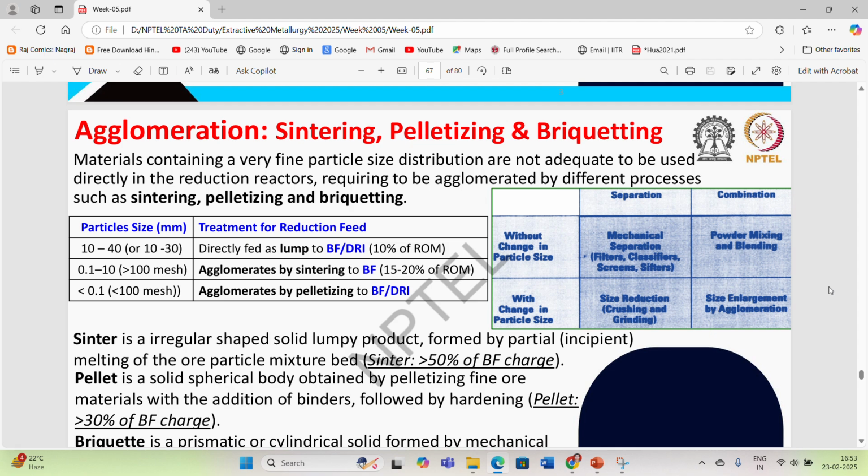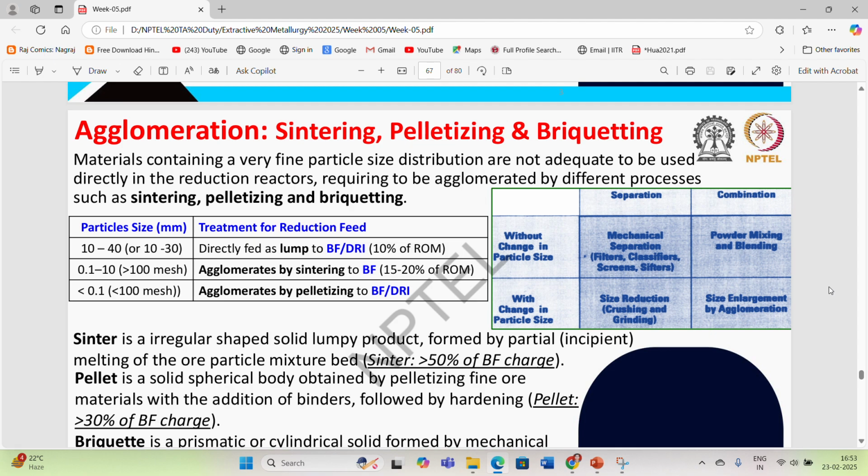When we talk about a particle size of 10 to 40 mm, for example, if we are talking about iron ore with a blast furnace grade of at least 62.5 percent total iron, and the size is in the range of around 10 to 40 mm, that size can be directly fed to the blast furnace or DRI operation as a lump. That is known as lump size.